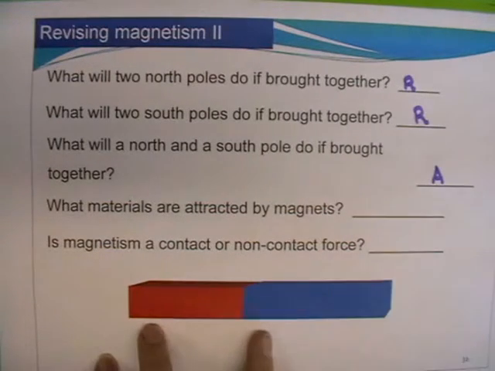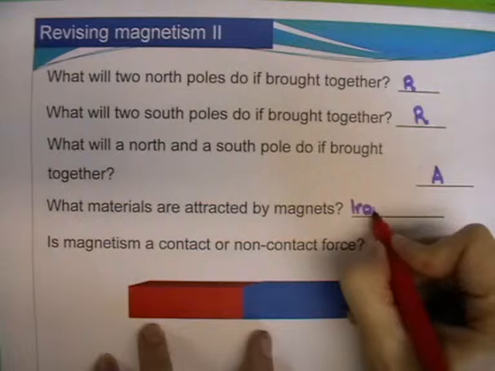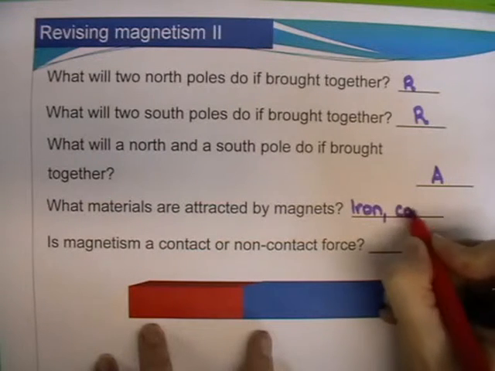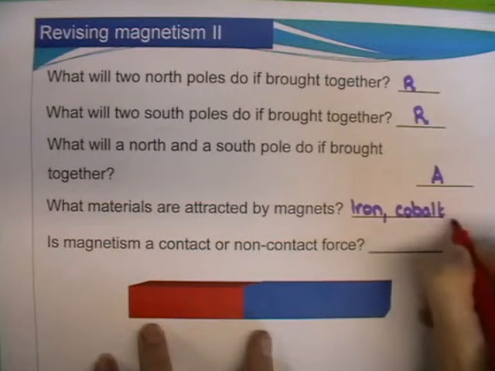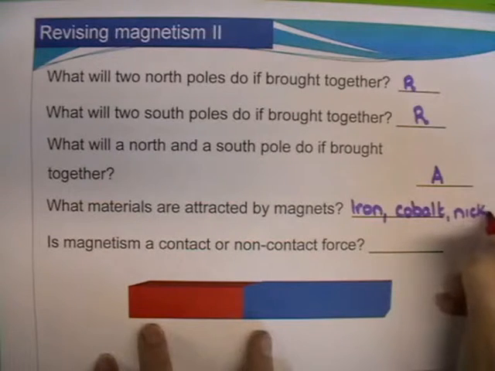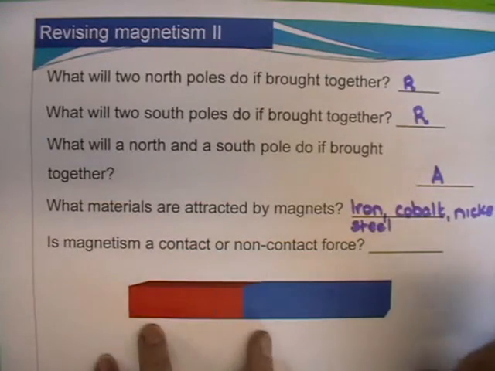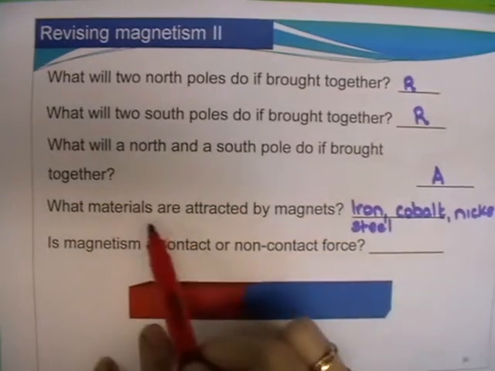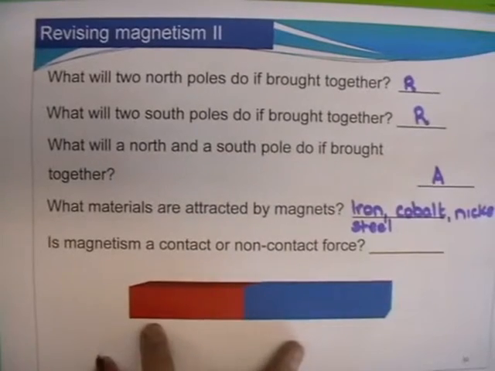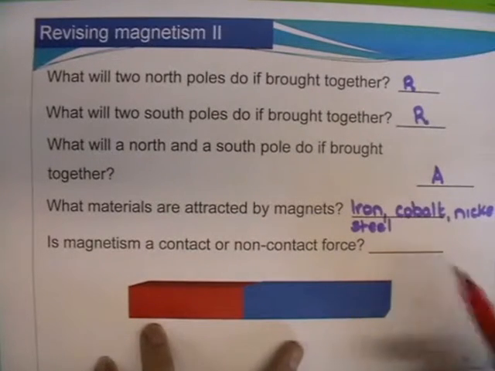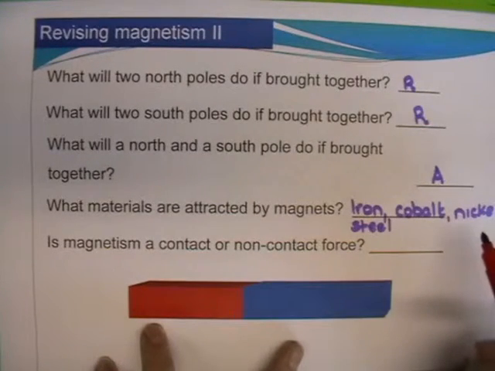What materials are attracted by magnets? If you have anything made out of iron, cobalt, nickel, steel, and there are others, there's one called Magnadur and so on. If any of those materials are made out of those particular elements, then they will be attracted to a magnet. They don't have to be magnets themselves.